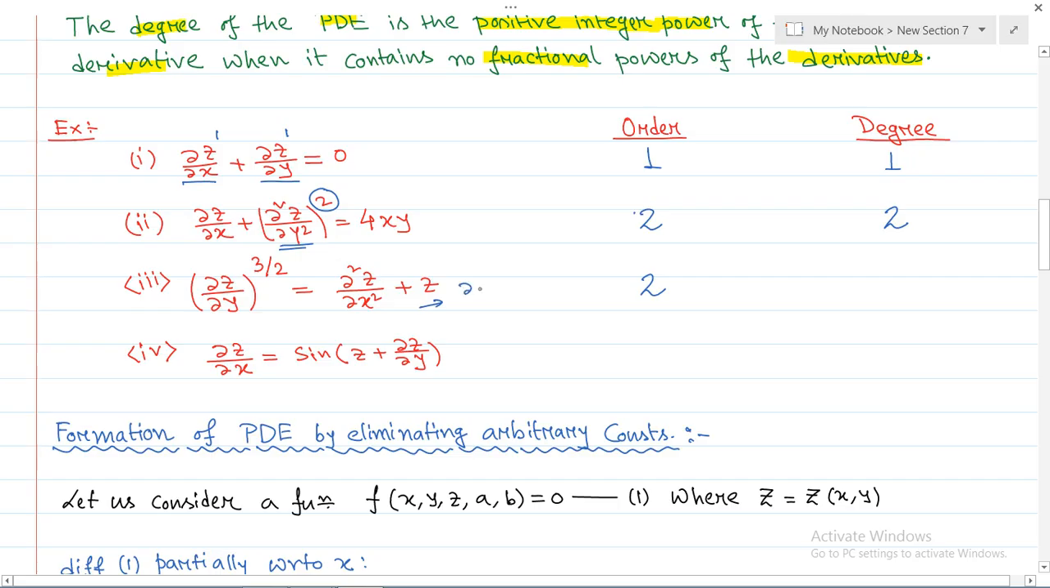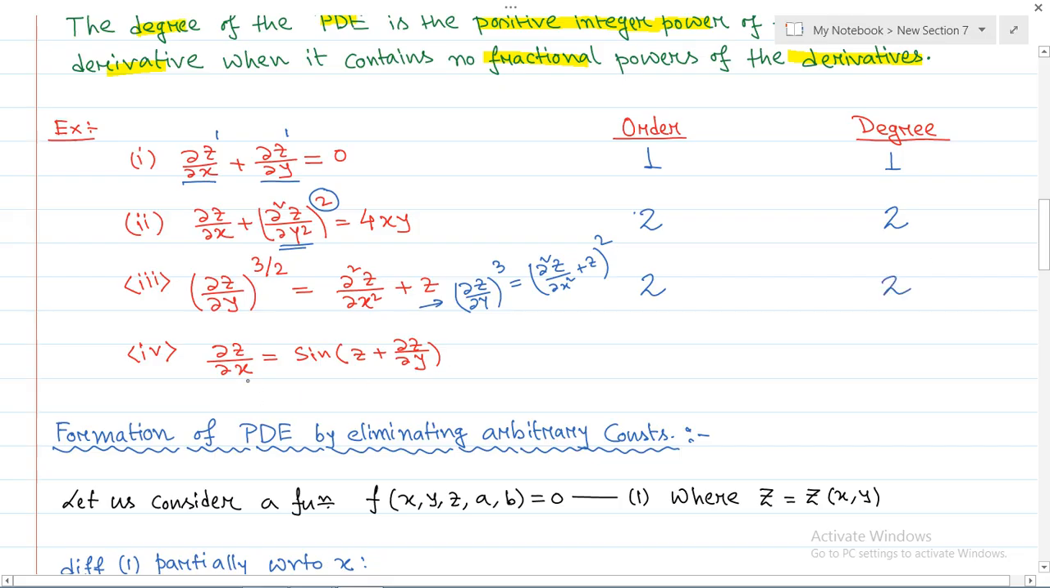So we are left with (∂z/∂y)³ on the left-hand side, and on the right-hand side we have ∂²z/∂x² plus z whole squared, right? Now if we look at this, on the left-hand side we have the highest power 3, but it is coming for the first-order derivative. That will not give us the order; the order is given by ∂²z/∂x². And what is the power of this one? The power is 2. Therefore the order is 2 and the degree is also equal to 2.